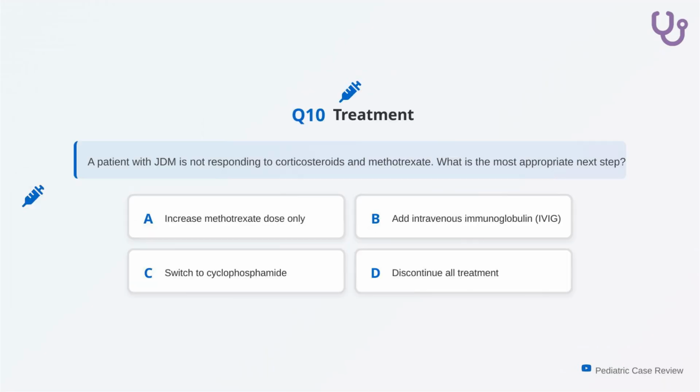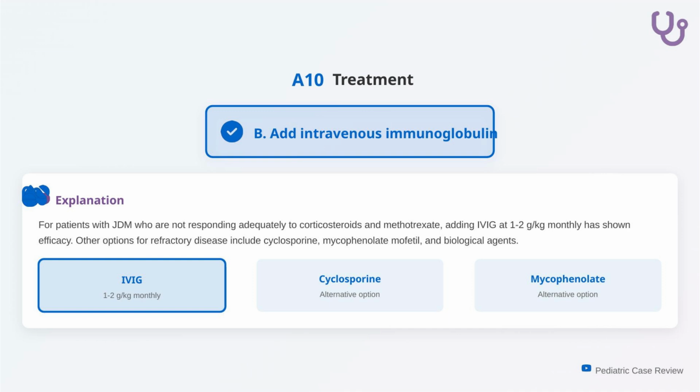A patient with juvenile dermatomyositis is not responding to corticosteroids and methotrexate. What is the most appropriate next step? A. Increase methotrexate dose only. B. Add intravenous immunoglobulin. C. Switch to cyclophosphamide. D. Discontinue all treatment. The correct answer is B.